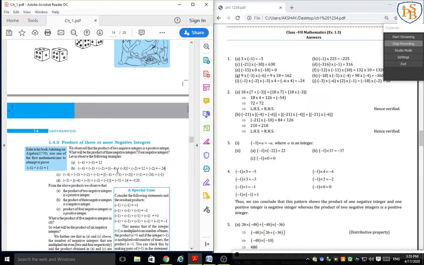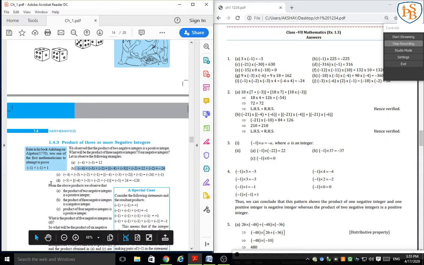There is one more point of explanation. I can explain it like that, or you can understand it like that. This negative and negative becomes positive, and positive and this negative becomes again negative. So I have to give here a negative sign. So negative 4 into negative 3 into negative 2, the answer will be negative 24.